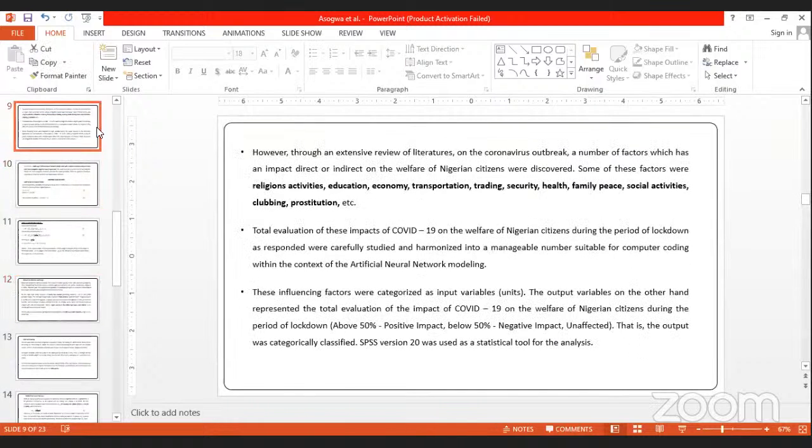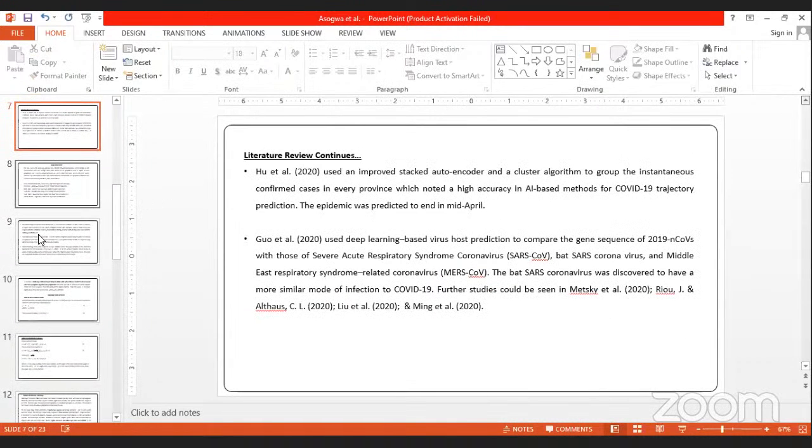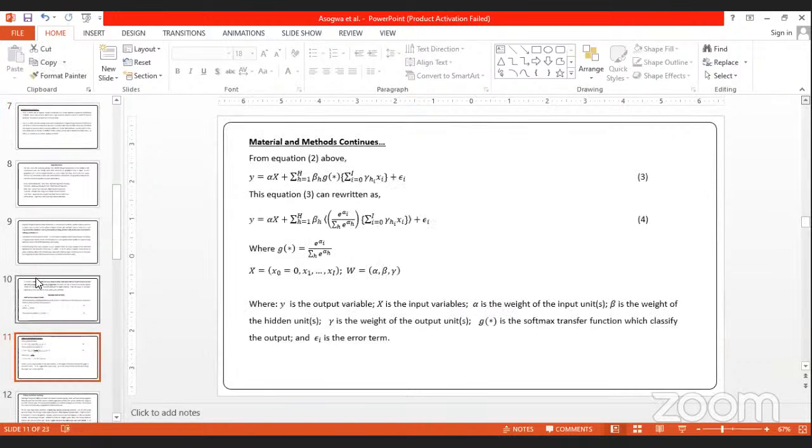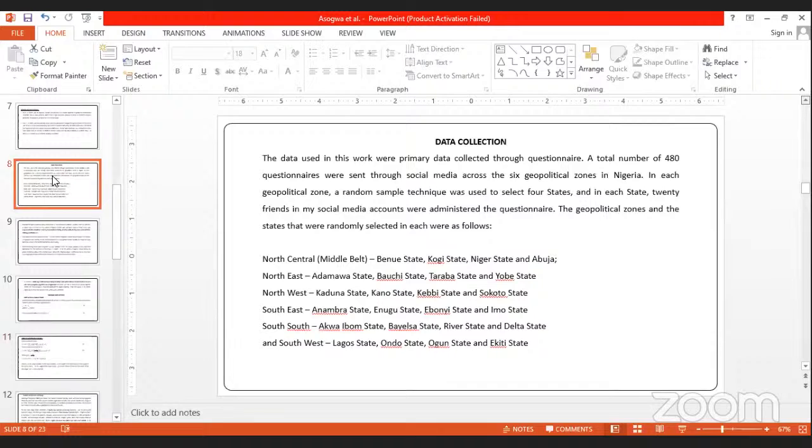Under data collection, we collected the data through a primary source, that is, a questionnaire, and we made use of a total of 480 questionnaires, that is, data points. And we made it in such a way that we were able to capture the six geopolitical zones in Nigeria: north central, northeast, northwest, southeast, south, and southwest.